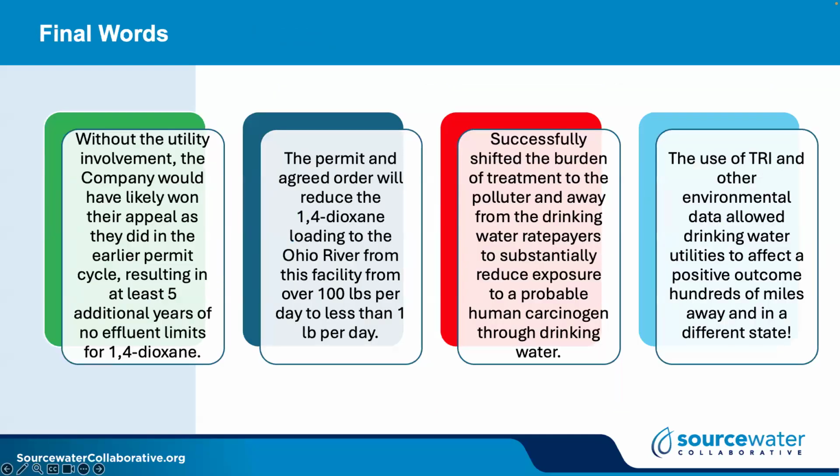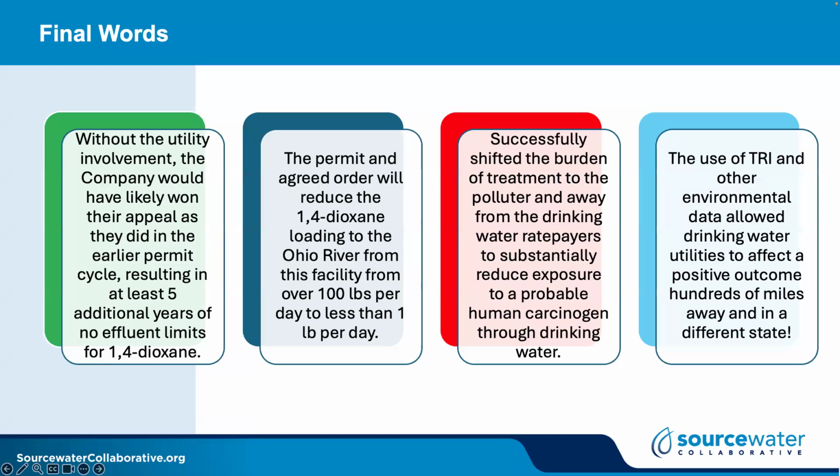And that permit was finalized with effluent limits that were protective of drinking water. So, final words, just to wrap things up: without the utility involvement, we've come to learn that it was likely the company would have succeeded in their appeal once again, resulting in another 5-year permit cycle, at least, of no effluent limits for this compound.